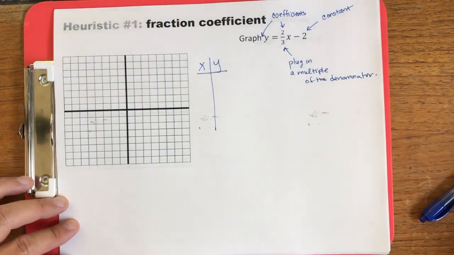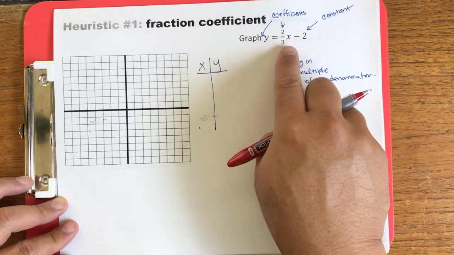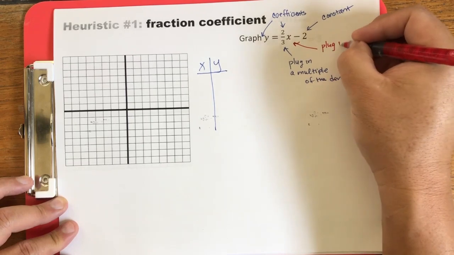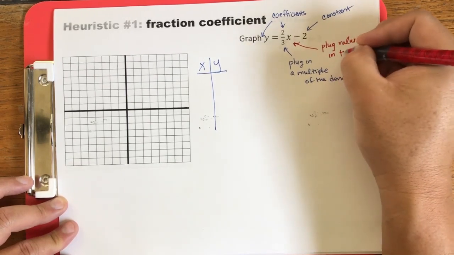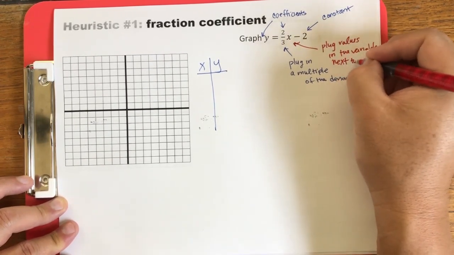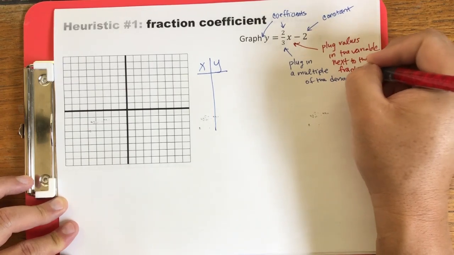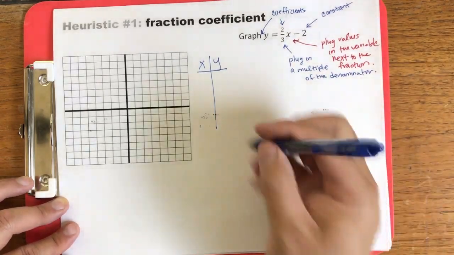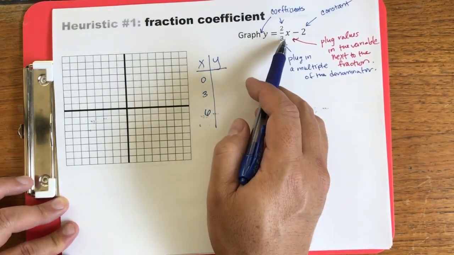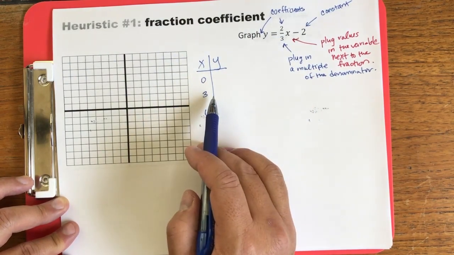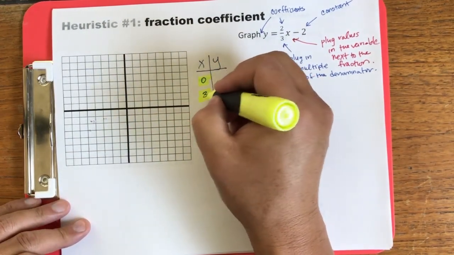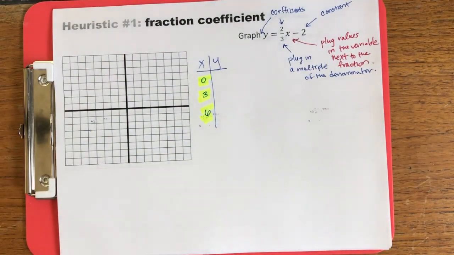0, 3, 6, and we're going to plug it into the variable that is next to the fraction. Okay, so in this case, we're going to plug in 0, 3, 6 into the x, because the x is next to the fraction. Okay, now we're going to highlight this just so we remember which number we started with. So again, this gives us 3 problems.